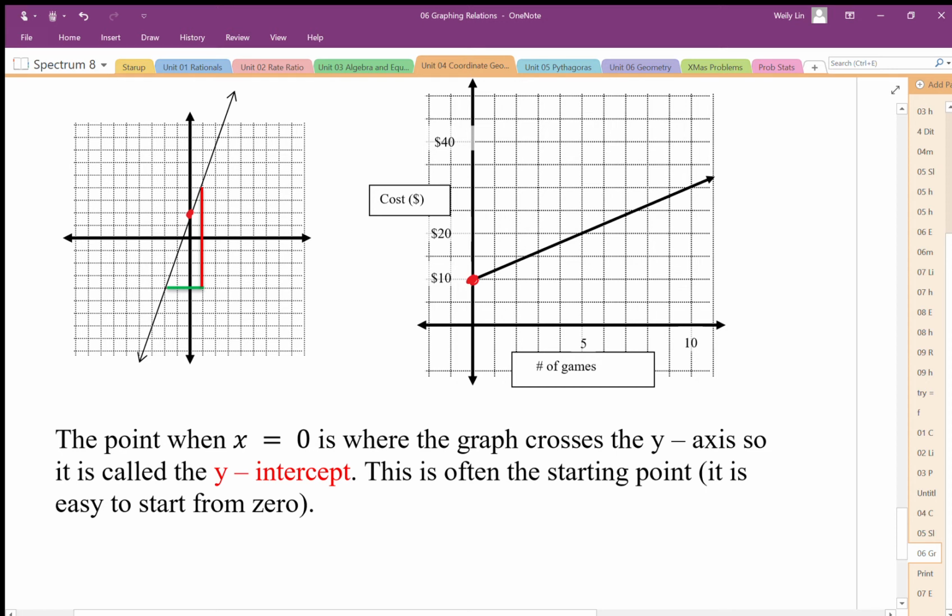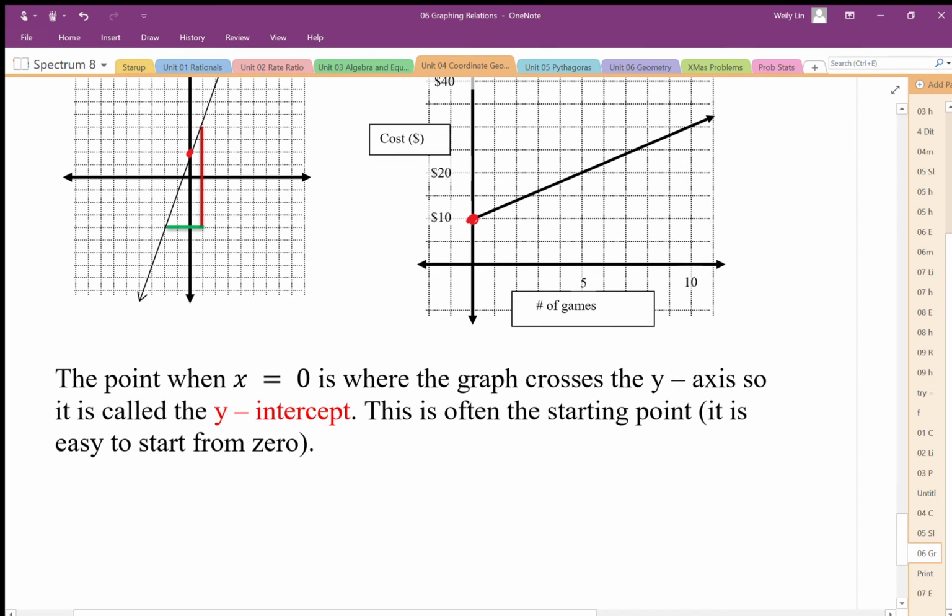And we can find this in our table. Okay, we can find this on our graph in terms of where it crosses the y-axis. In a word relationship, it's often where we start from. And in our equations, it is the constant term in our equations.